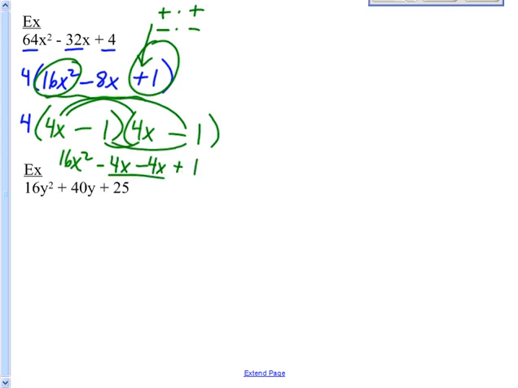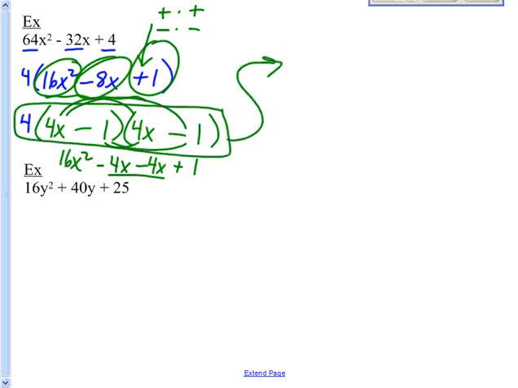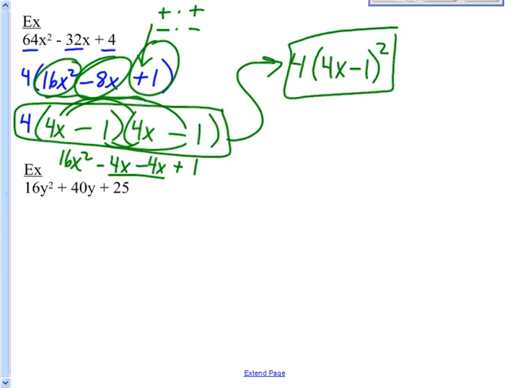That gives you that minus 8x in the middle. That's what we're trying to get right there. So 16x squared minus 8x plus 1. Still have the 4 in front. So this, and I would actually rewrite that. You notice that the 4x minus 1, the 4x minus 1, they're the same thing. So I'm going to write it, I have two of those. So 4 times the 4x minus 1 quantity squared. Okay, because I got two of those 4x minus 1s.